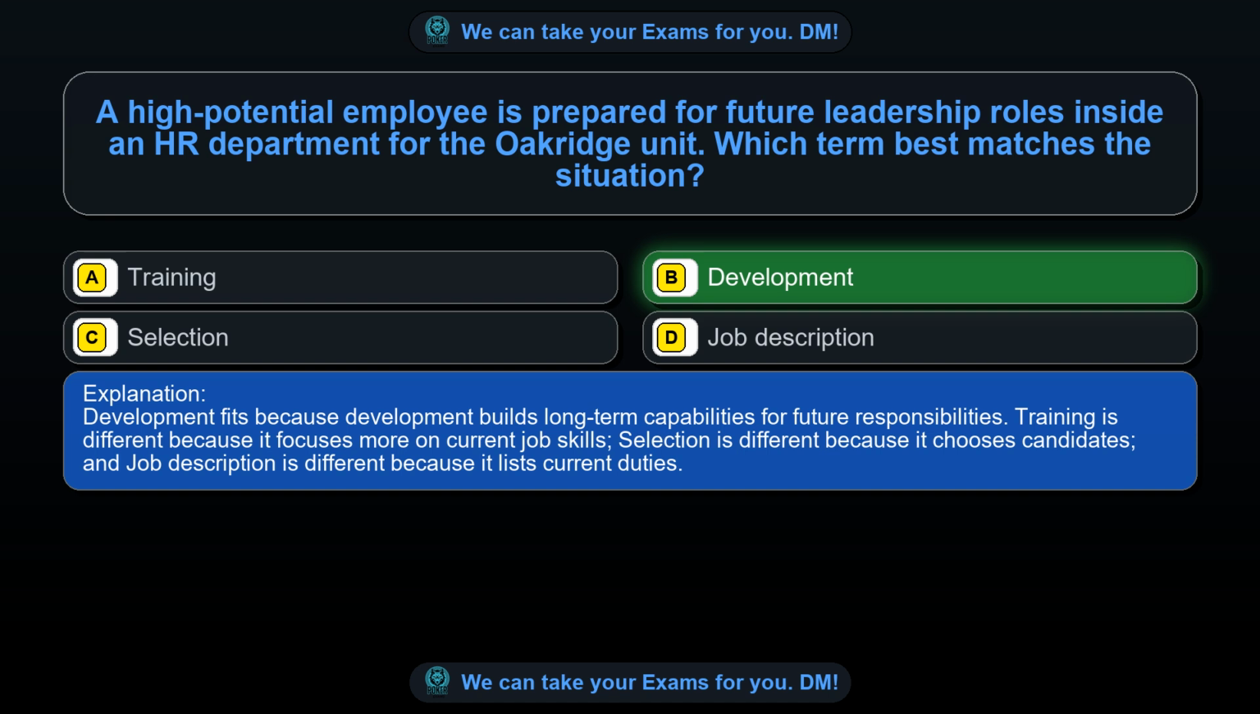Training is different because it focuses more on current job skills. Selection is different because it chooses candidates, and job description is different because it lists current duties.